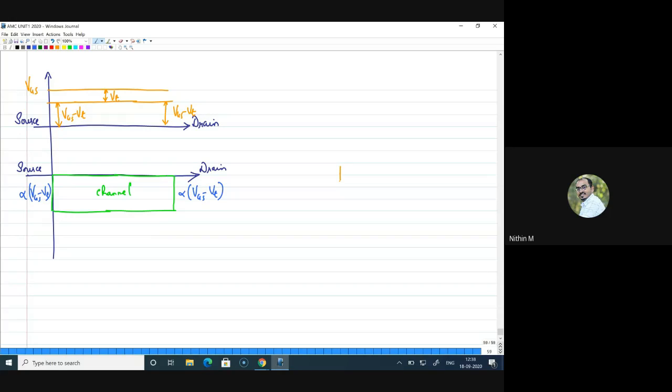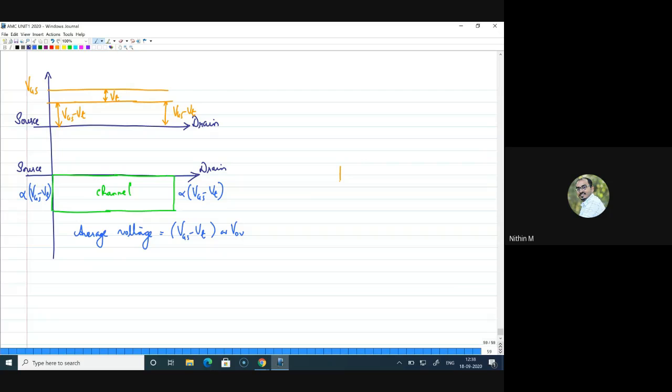Right. Now, since at both ends you have VGS minus VT, if I look at the average voltage available across the channel, what is the average voltage? Average voltage will be (VGS minus VT plus VGS minus VT) by 2, which is equal to VGS minus VT only, or it is VOV. That is the average voltage.